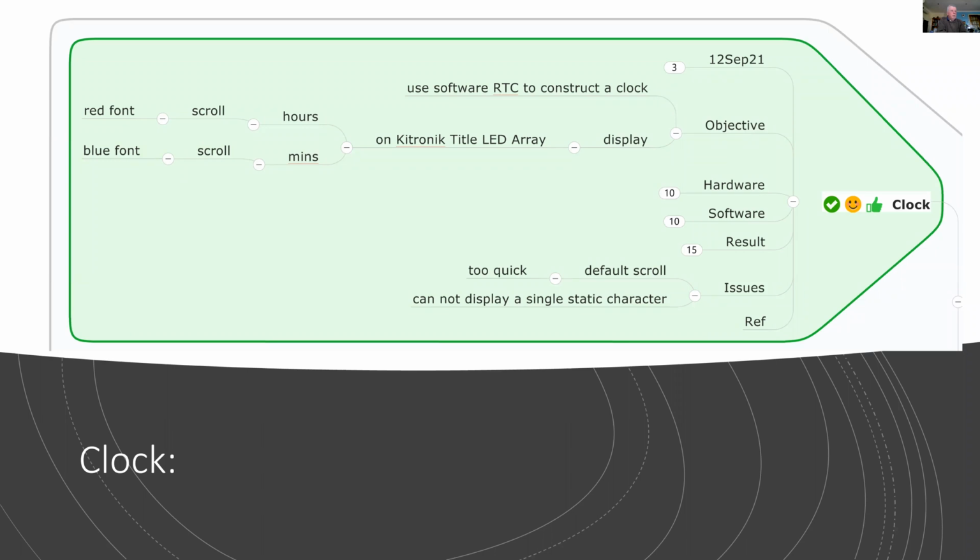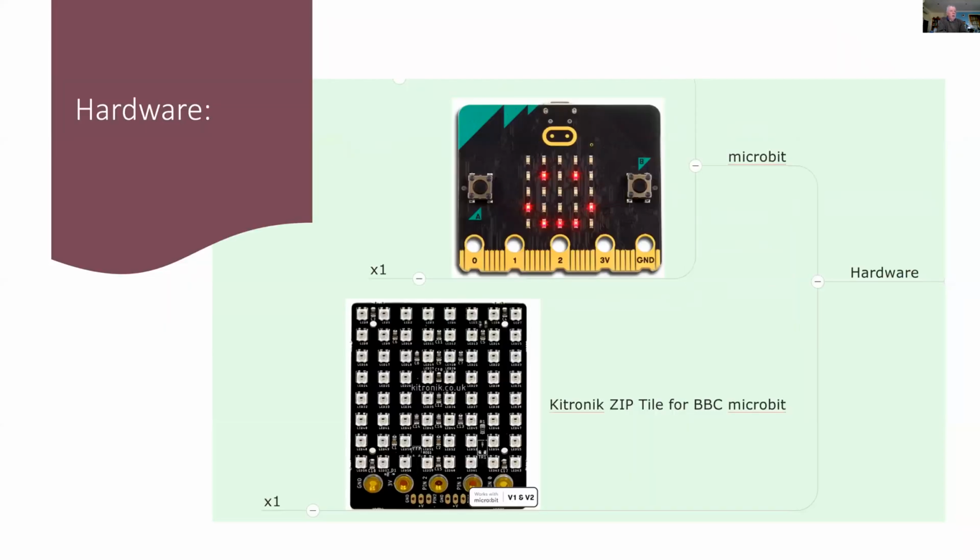So the clock project, it uses a software real-time clock, and it then uses both the colors and the large font sizes that are displayed. So what I'm doing here is the hours are shown in red and the minutes are shown in a blue font. So for the hardware, I'm using a microbit together with the Kitronik zip tile, and I just bolt these together.